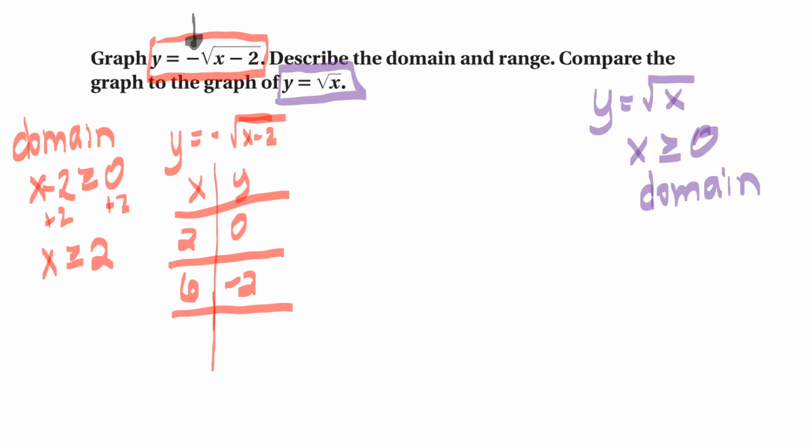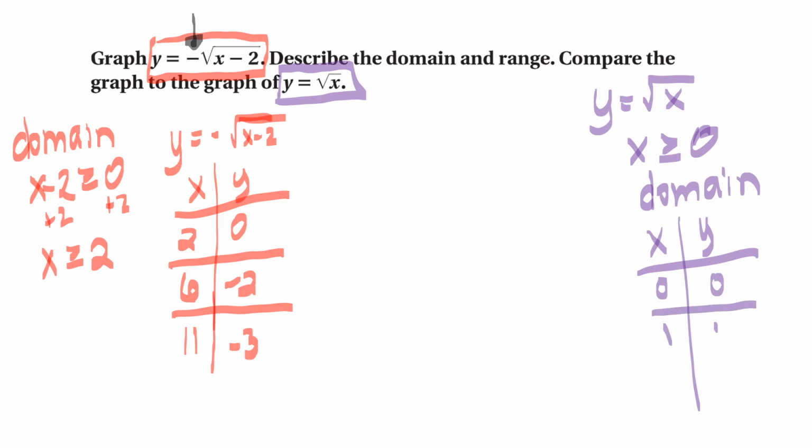And then I'm going to choose 11. 11 minus 2 is 9. The square root of 9 is 3. And the opposite of 3 is negative 3. I'm going to do the same thing over here to find my table of values, my x and my y. This time I'm just going to plug in. It's going to be the same as what we just graphed. So we'll have 0, 0. We'll have 1, 1. We'll have 4, 2.